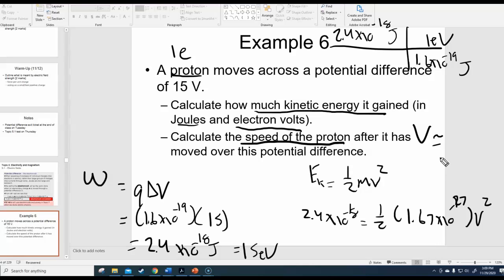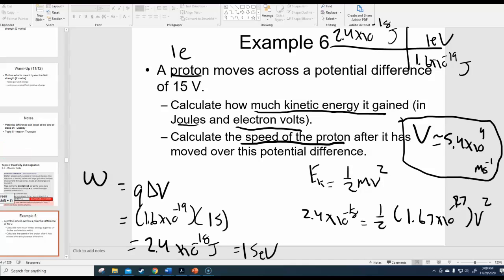Okay, so I'm just typing this into my calculator. I get 5.4 times 10 to the 4 meters per second. Okay, so that is example 6. Pretty basic calculation. I just kind of wanted you to see the electron volt calculation, which again you can think of as a simple unit conversion. Okay, so pause there if you need to look at that some more.